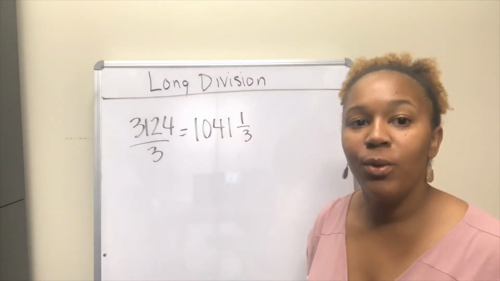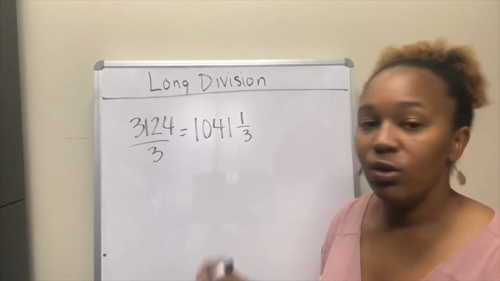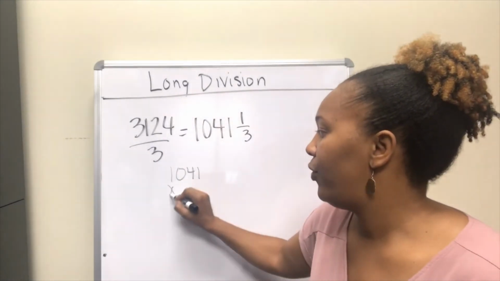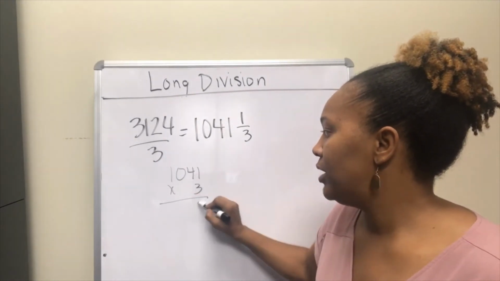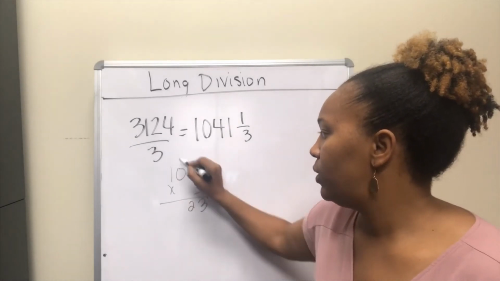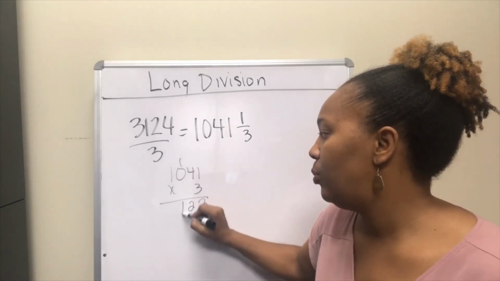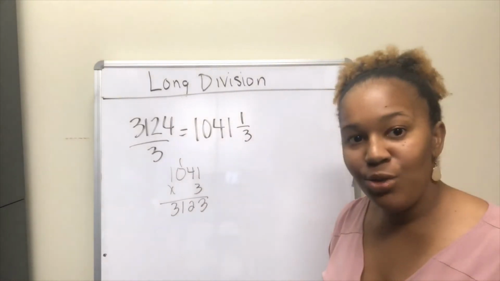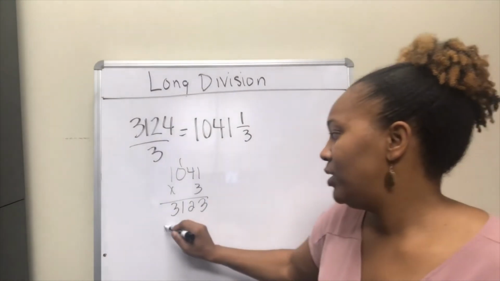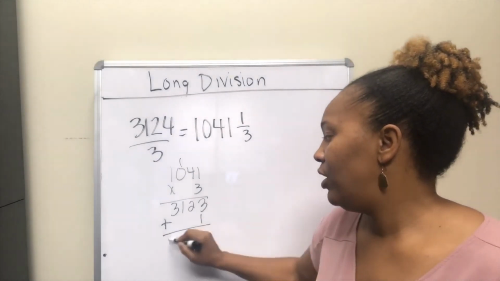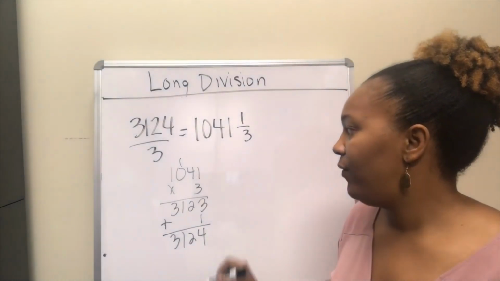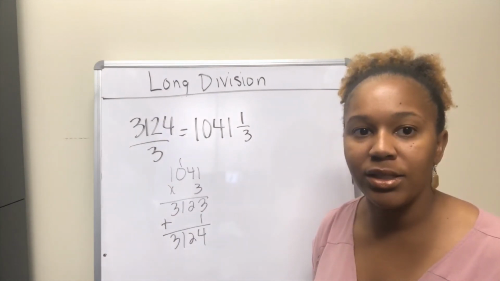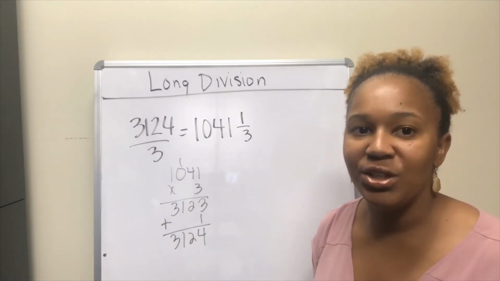And the way you can check that is to multiply 1041 by 3. You get 3 times 1, which is 3, 3 times 4, which is 12, carry the 1, 3 times 0 is 0, plus the 1, 3 times 1 is 3, and then you add the remainder, and the remainder was the 1, and you get 3,124, and that's what you started with. And so that was the way you went back and checked your division to make sure you got the correct solution.